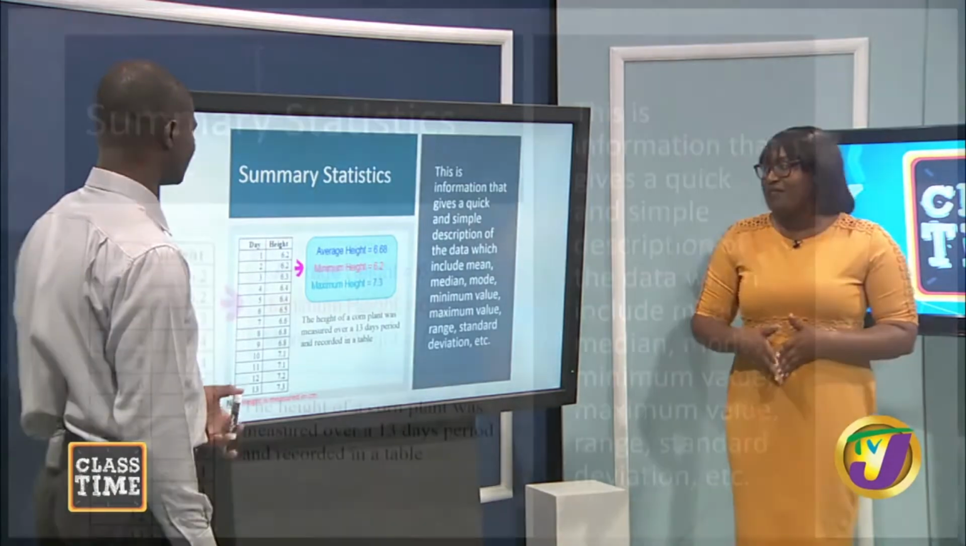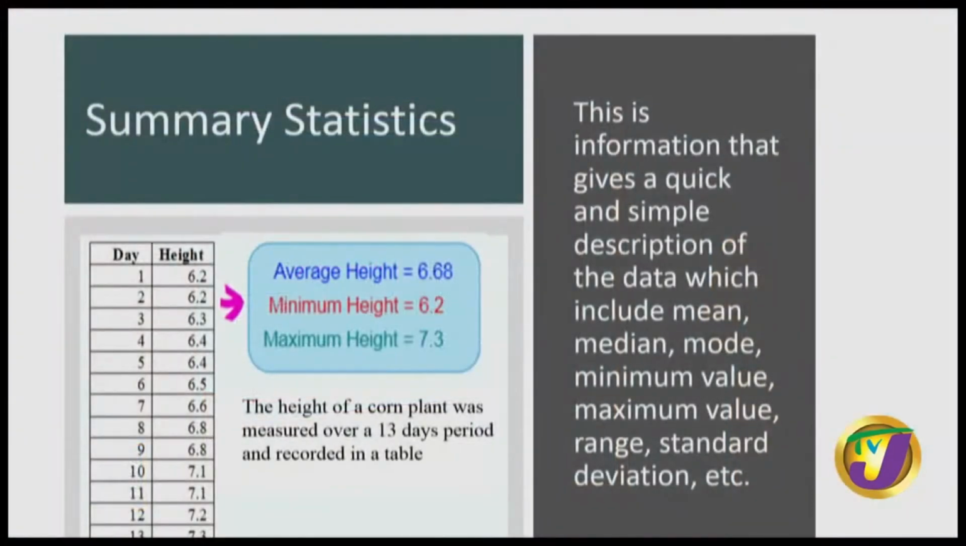And here it is that we have it. So the average height of the plant is 6.68 centimeters. The minimum height is 6.2 centimeters, and the maximum height is 7.3 centimeters.